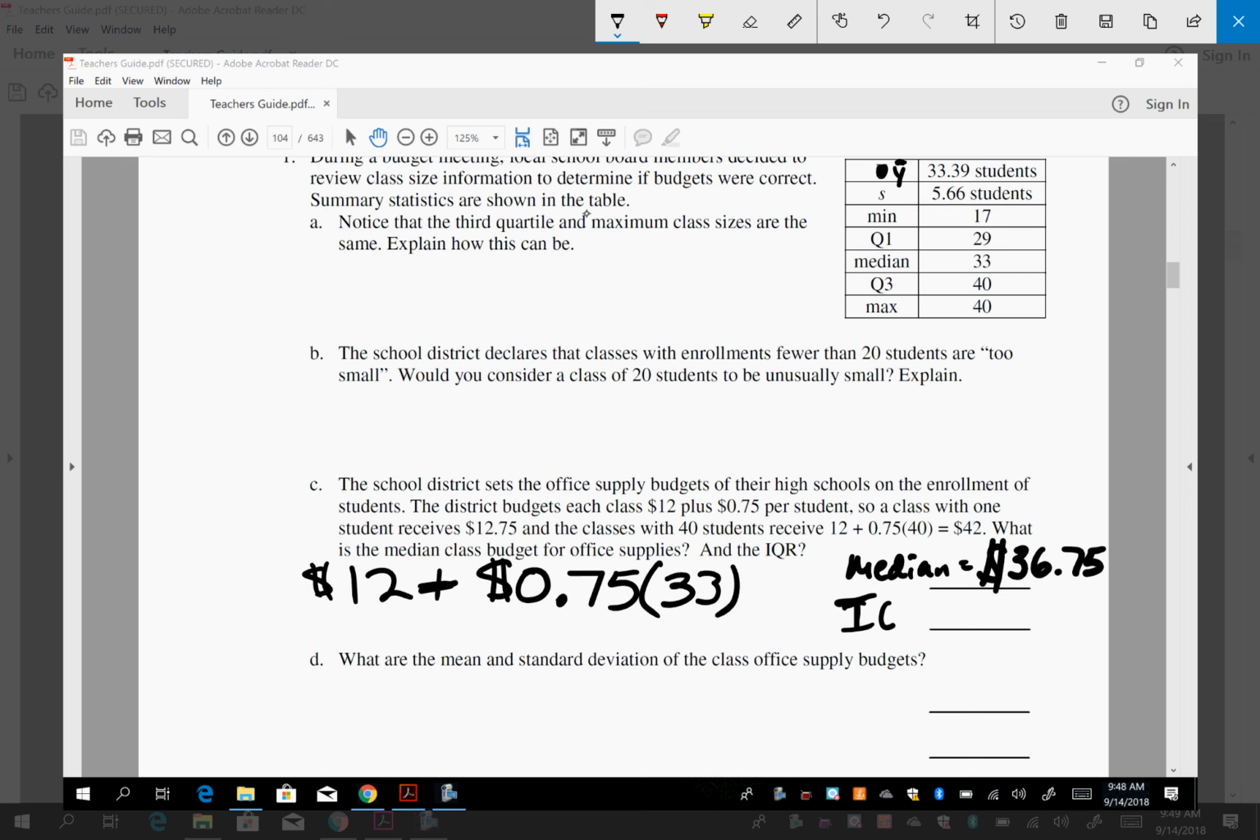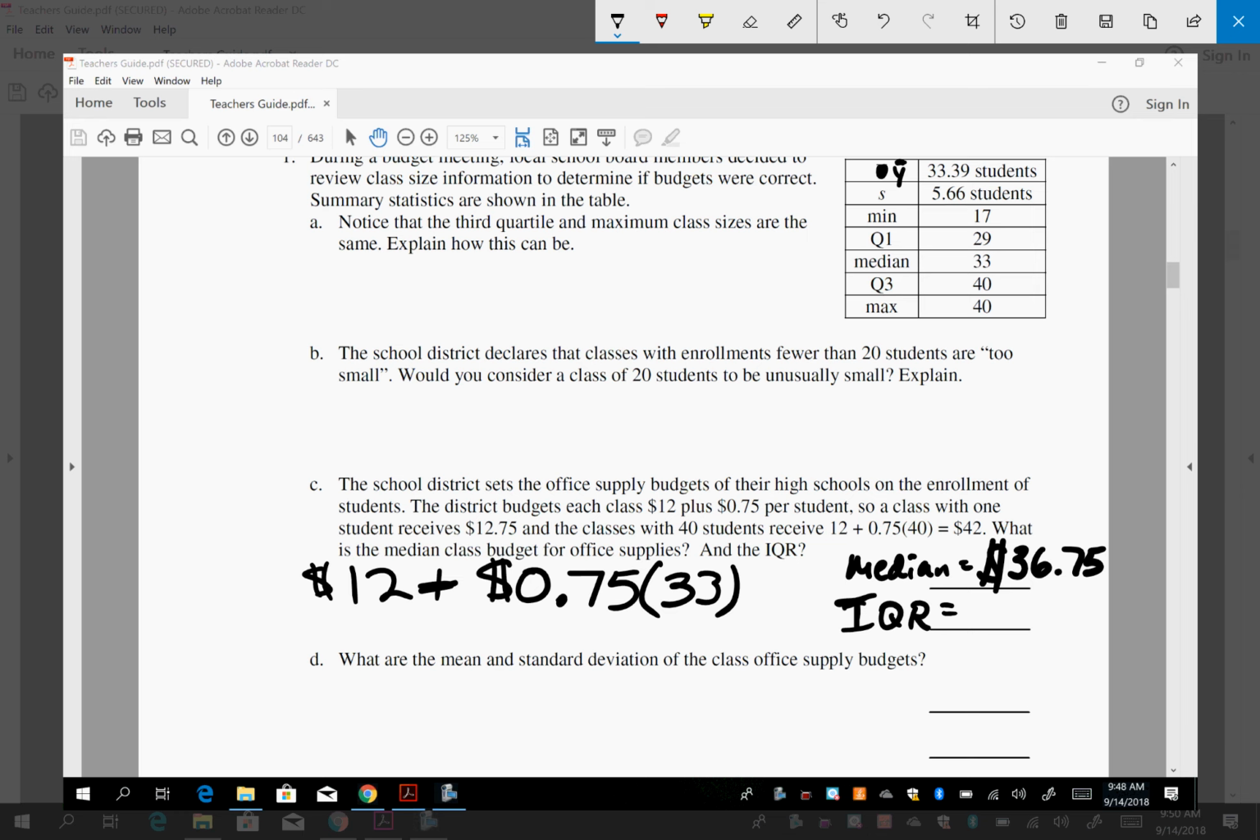Now, if you were not here yesterday, here's what gets tricky. Now it's asking about the IQR. Well, we just calculated the IQR in part B. What was the IQR? 11. So most students are going to do what when they answer this? They're going to do 12 plus 75 cents times 11. They're going to do the same thing but plug in 11.